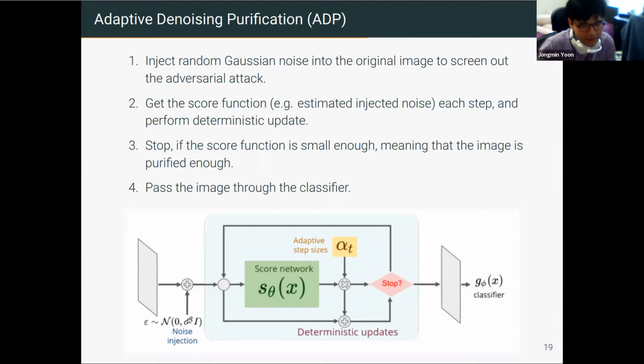At the time of my research, the deterministic update was already done heuristically, by choosing between deterministic and stochastic updates. But it is known from a seminal work called DDIM in the field of score-based generative models that the deterministic update is very effective when we use a small number of updates, and this was heuristically already found in our work. After some deterministic updates, we stop the update if the score function is small enough, meaning that the image is purified enough. And then, once it is stopped, we pass the image through the classifier.